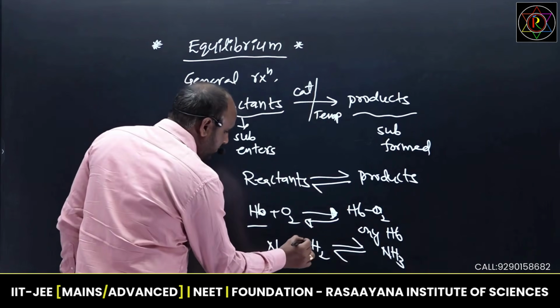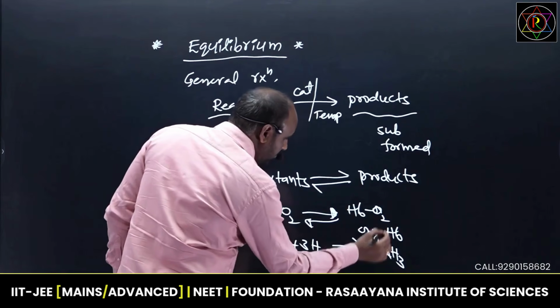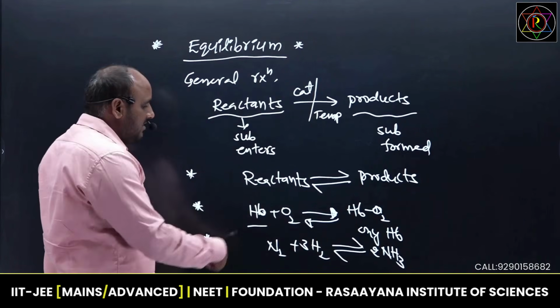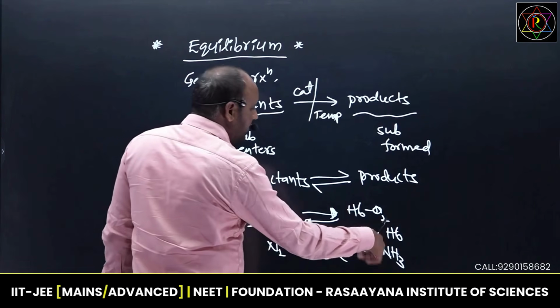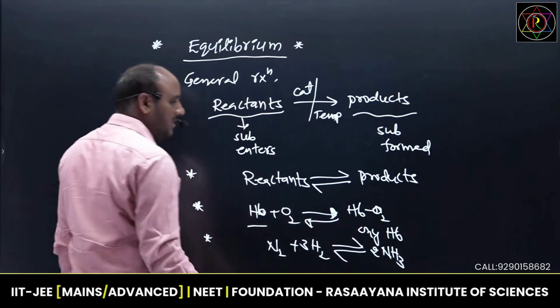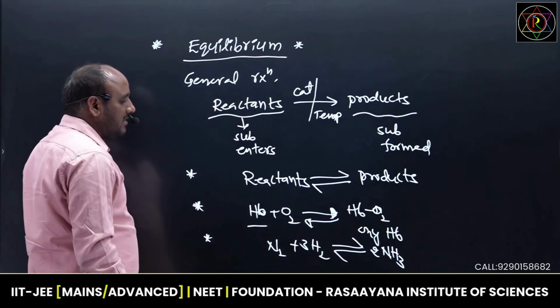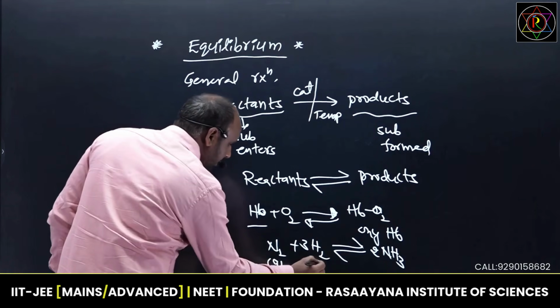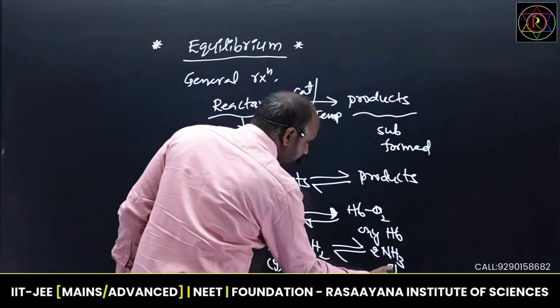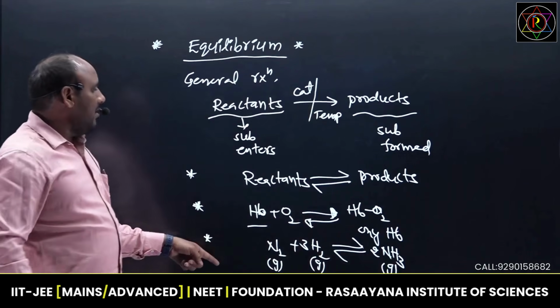So 1 mole of nitrogen and 3 moles of hydrogen give 2 moles of NH3. This is the industrial application. We utilize the synthesis of ammonia by the Haber process with the help of various catalysts and conditions of temperature and pressure, right? That will give an equilibrium condition. So these are some of the applications.